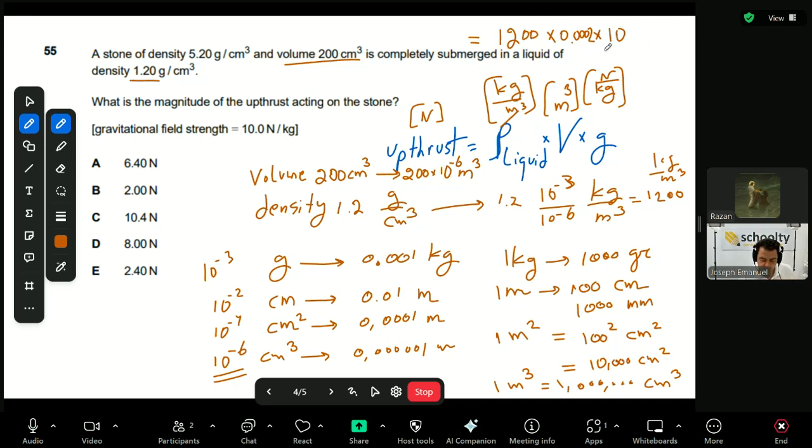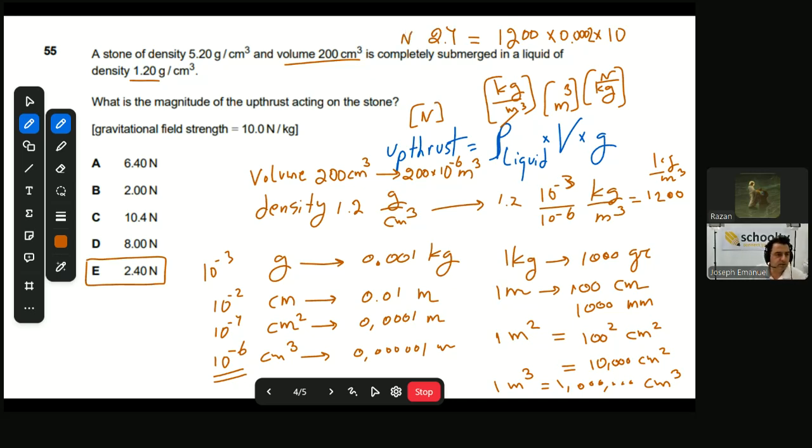1200, 10. So the 10 comes here. You have 3 zeros. Here's 3. 12 multiplied by 2 is 24. I think this is the answer. Yeah, this is 2.4. This is the upthrust in Newtons. Let me check. This is 3. This is question 55.